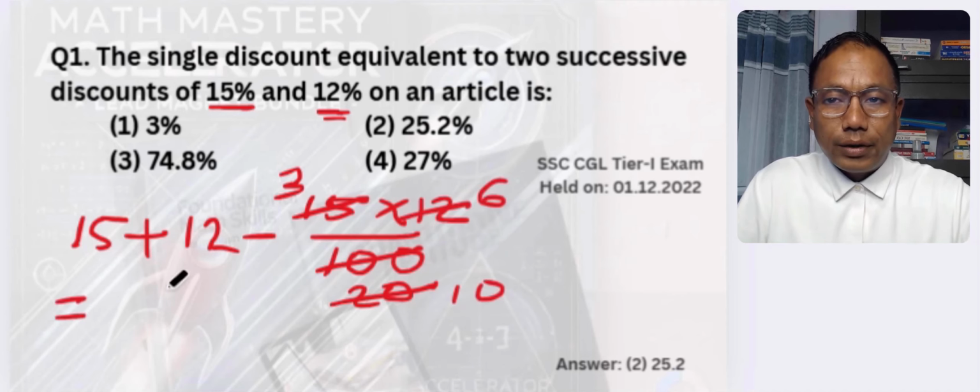5 plus 2 is 7. 1 plus 1 is 2. Minus 6 3s are 18. Divided by 10. That is, we have 1.8.